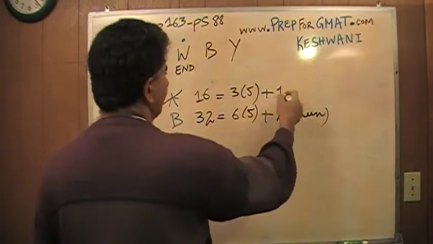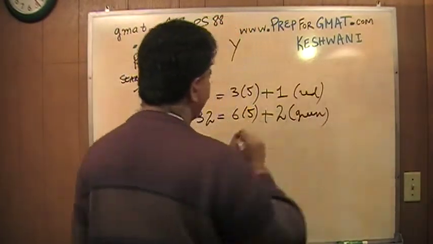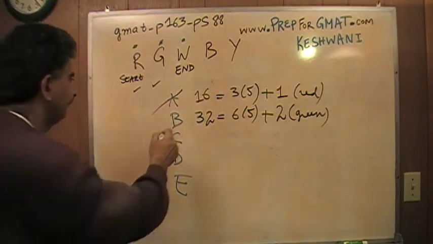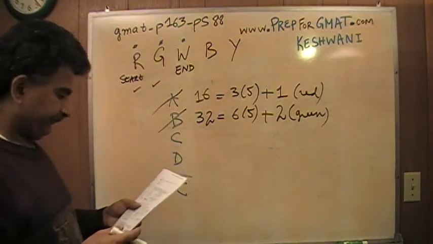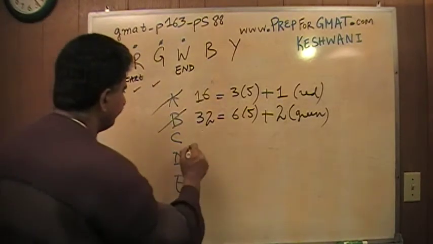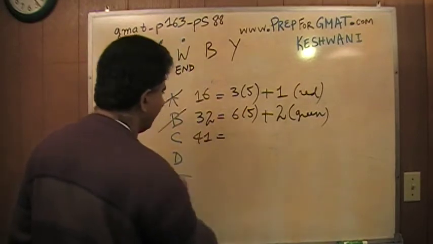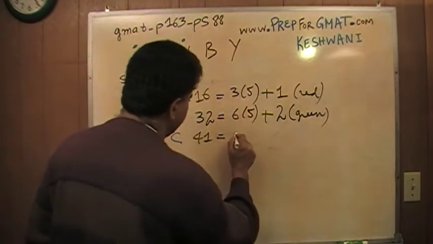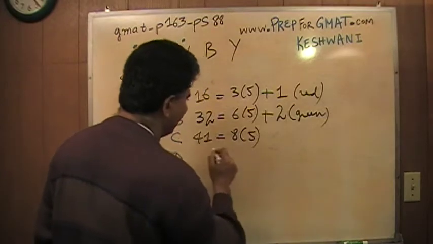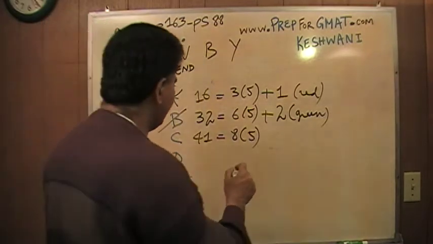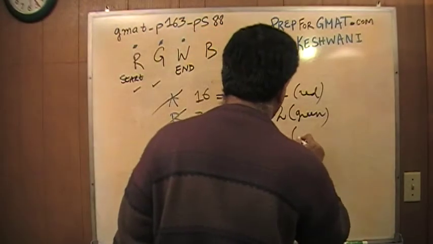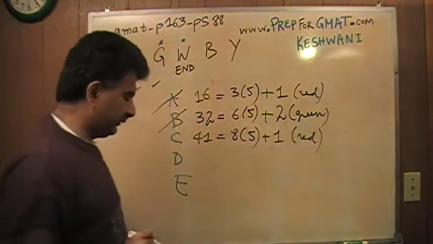If I have only 1 left over, I will end up with red. I will end up with where I started. That's no good. I want to end at white. How about 41? Would 41 work? Well, 41, that's 8 times 5, it's 40, and then I will have 1 left over. Again, if I have only 1 left over, I'll end up with red.